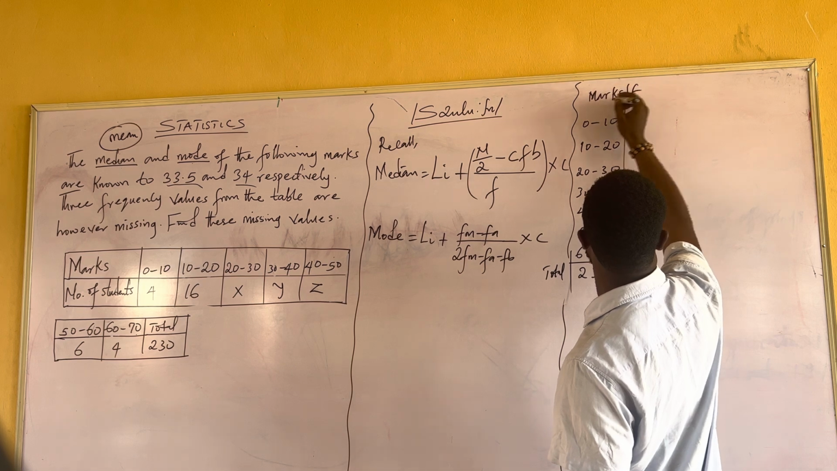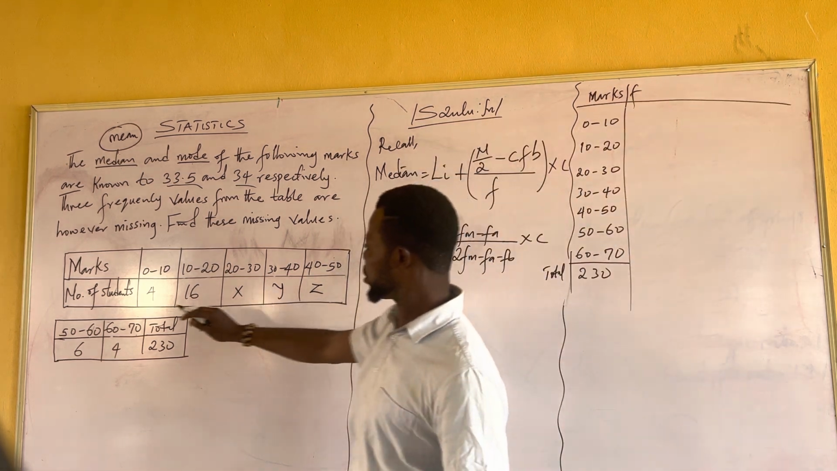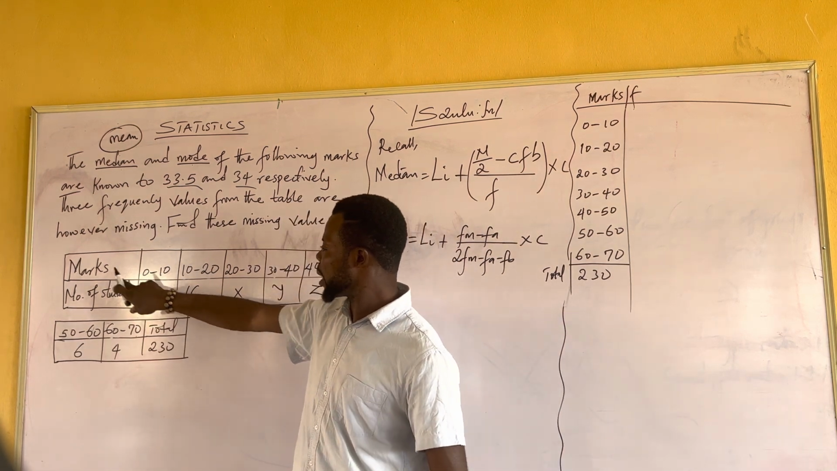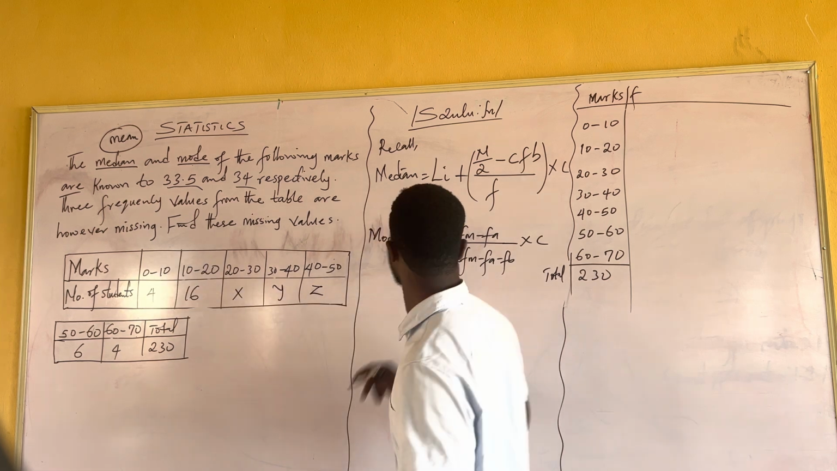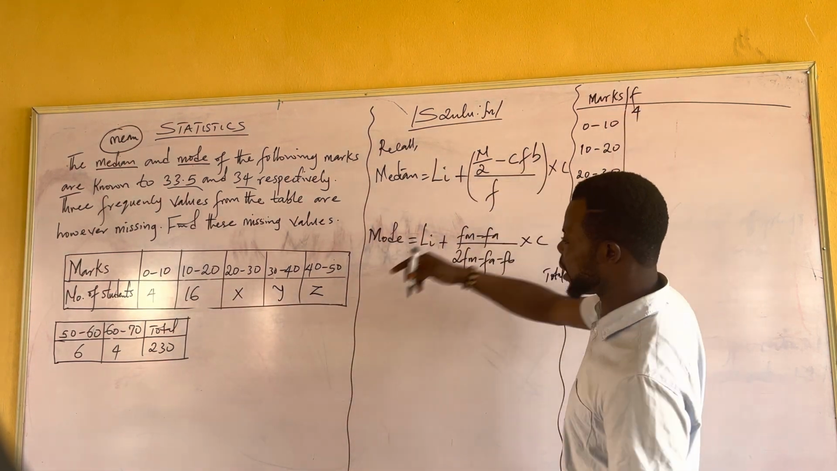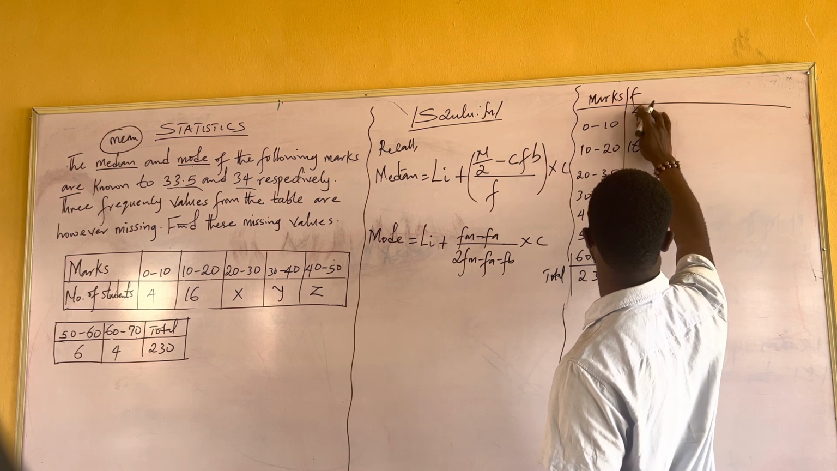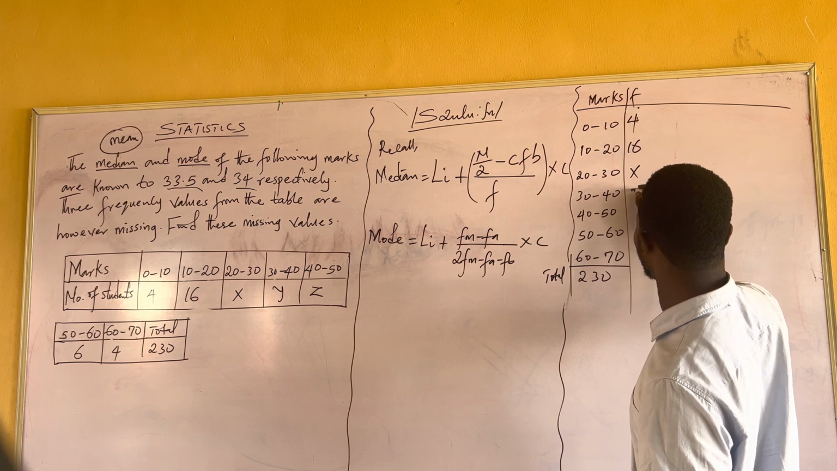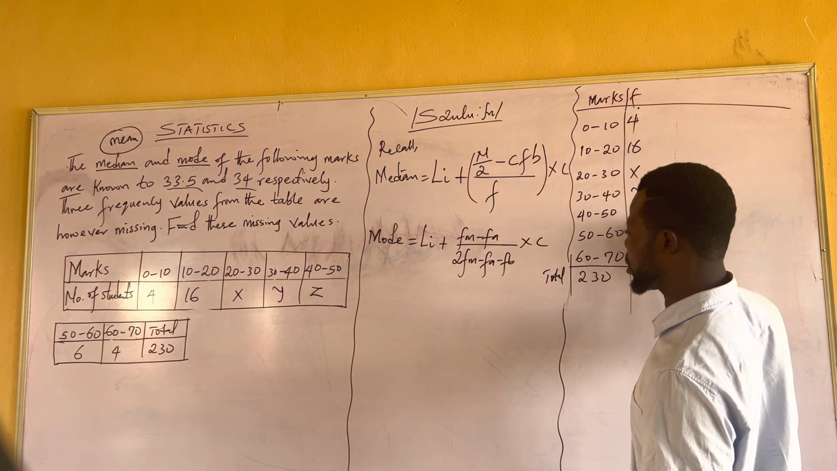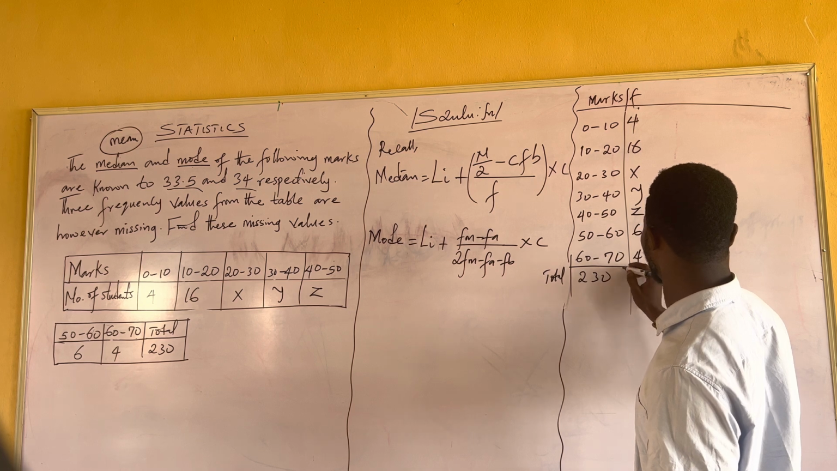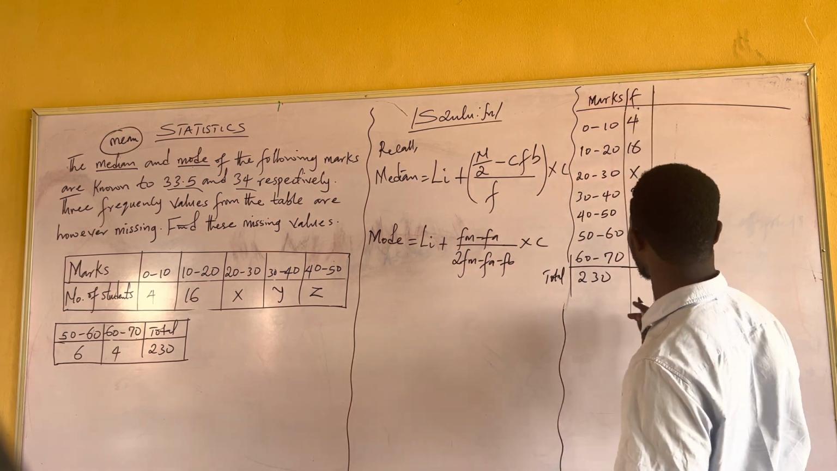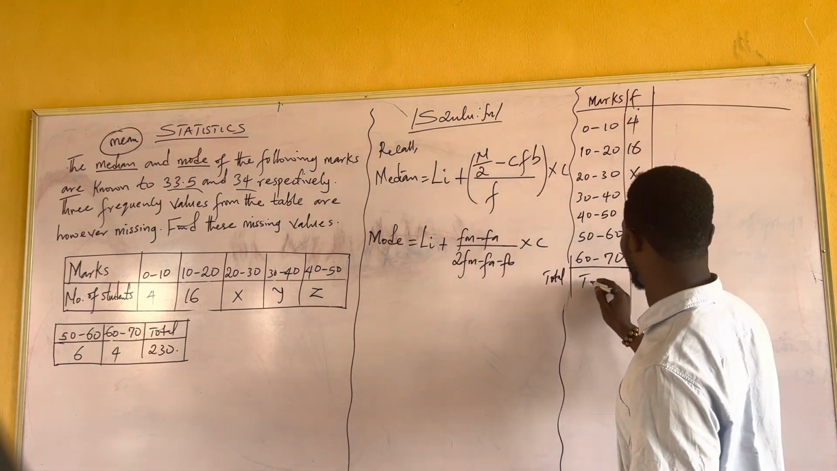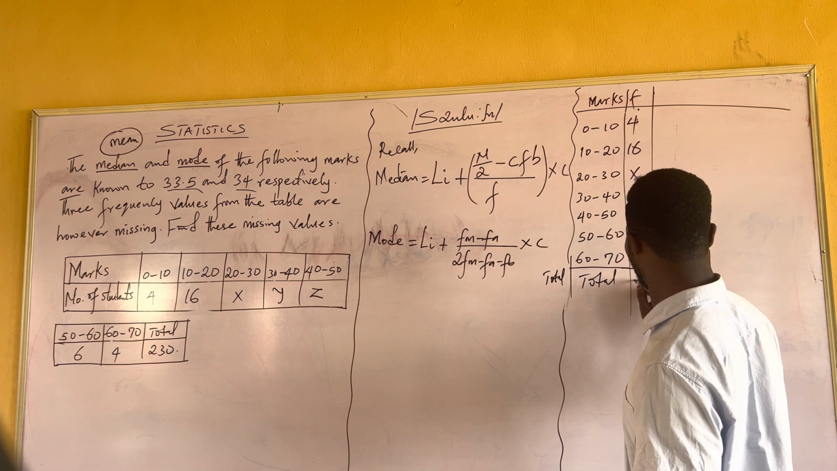Then what is our F? We are given the number of students. That is our frequency. The number of students that obtained marks between 0 to 10 is given to be 4. The next one is 16. The next one is x. This one is y. This one is z. This is 6 and this is 4. This is the total, and the total is 230.